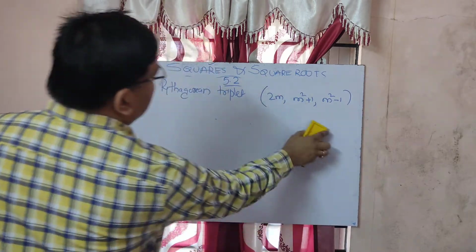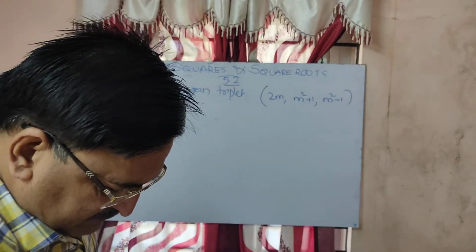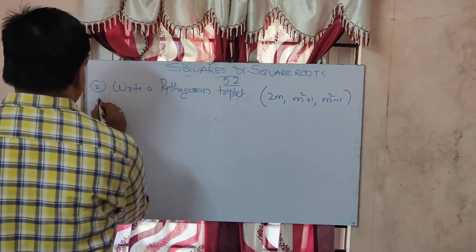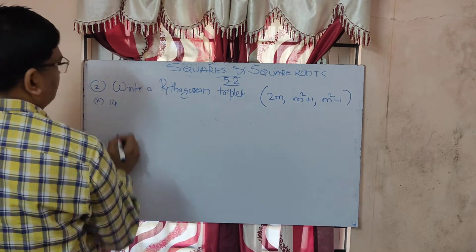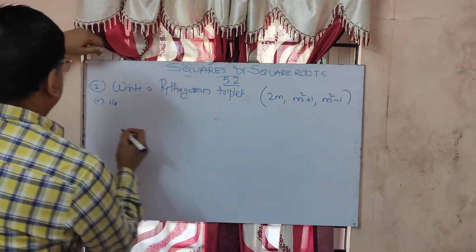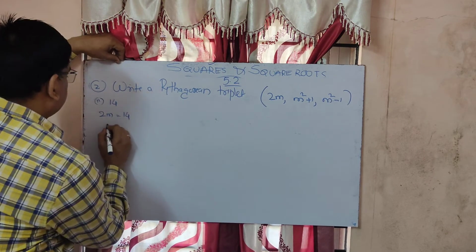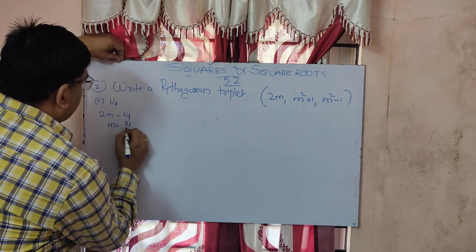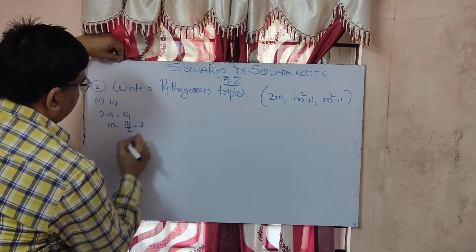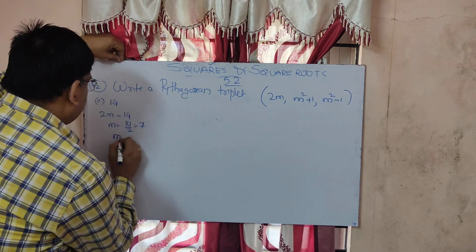But you need to remember all these three. Okay. The next number is 14. There are three numbers. First one is 2m. Let us take 2m equal to 14. So what is m equal to? 14 divided by 2. That is 7. So now we got the value of m. That is 7.